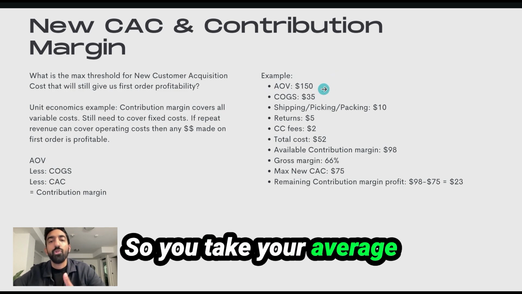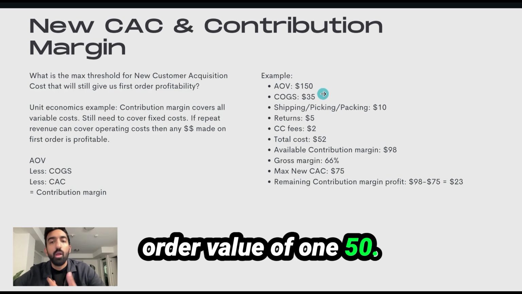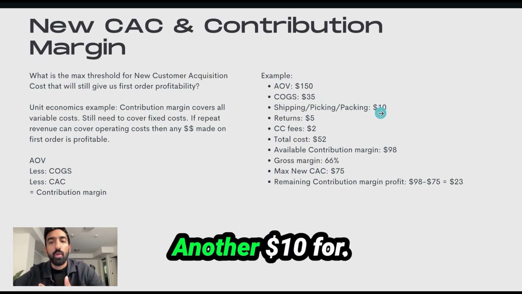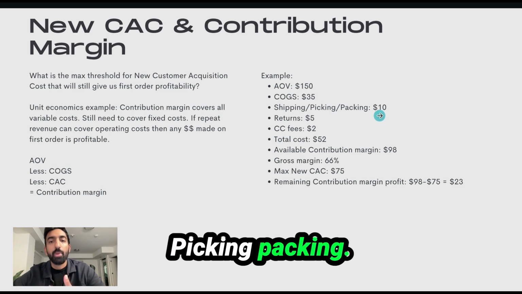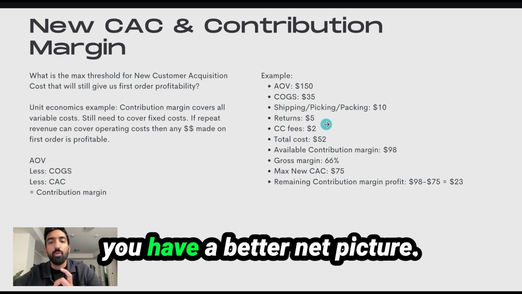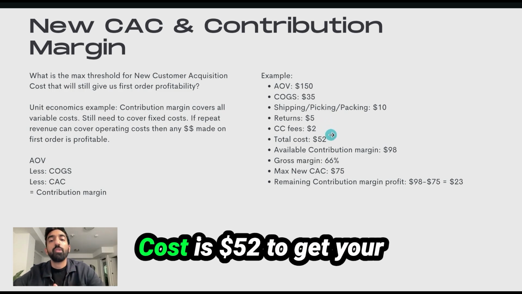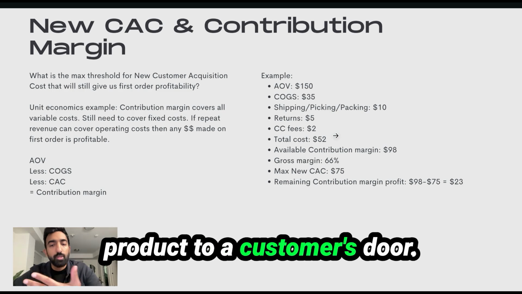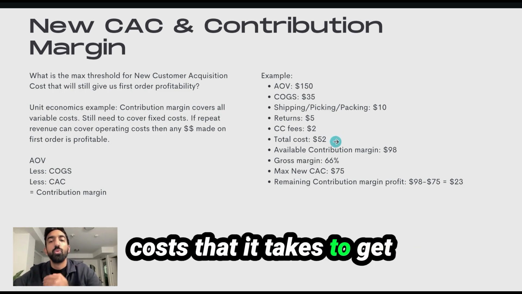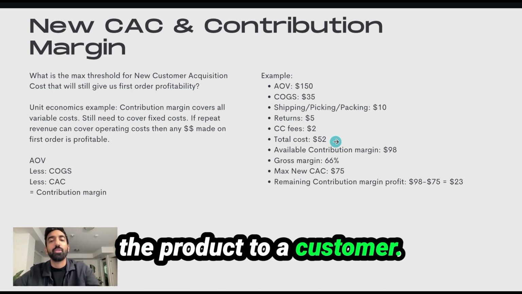You take your average order value of $150. It costs you, say, $35 in cost of goods sold, another $10 for shipping, picking, and packing. You can factor in returns and credit card fees also, just so you have a better net picture. The cost is $52 to get your product to a customer's door. Again, it's only the variable costs that it takes to get the product to a customer.